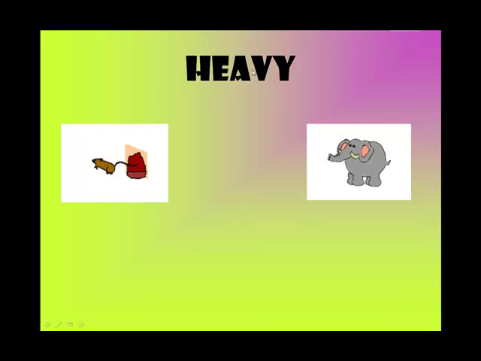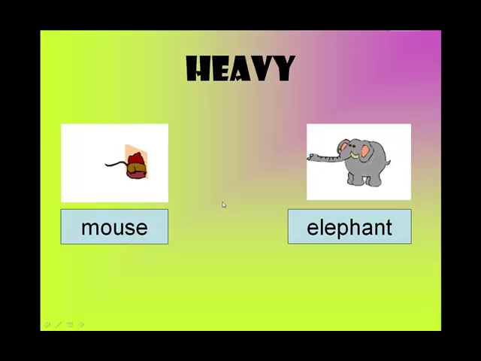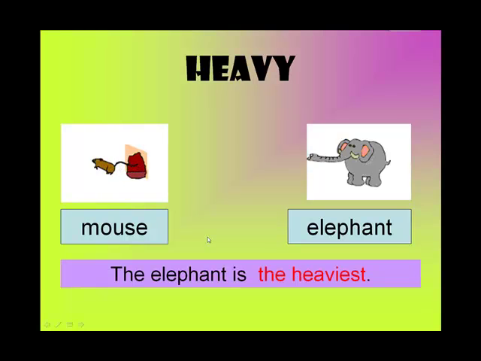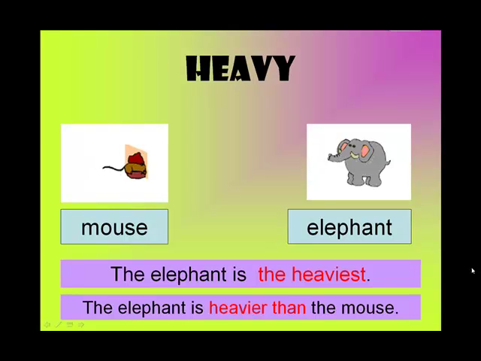Heavy. Heavy is an adjective. It ends in y, so there's going to be a change here. Mouse and elephant, this time singular. Superlative. The elephant is the heaviest. Okay, there's a change here with the y, which has been left out and now added iest. And the comparative, the elephant is heavier than the mouse. Okay.